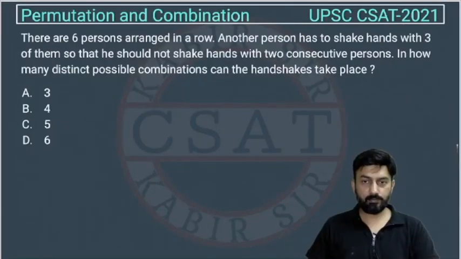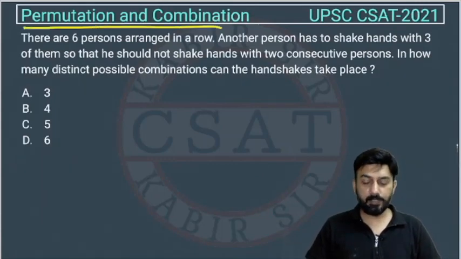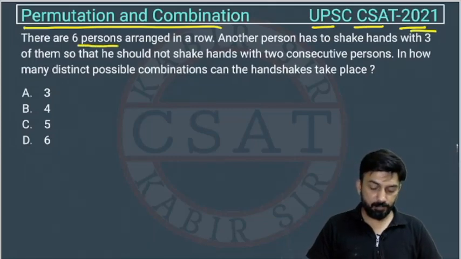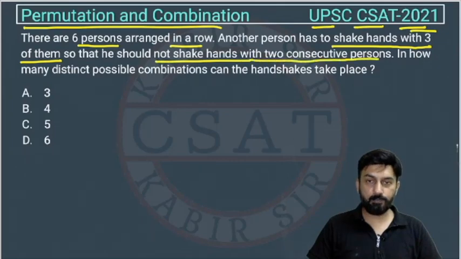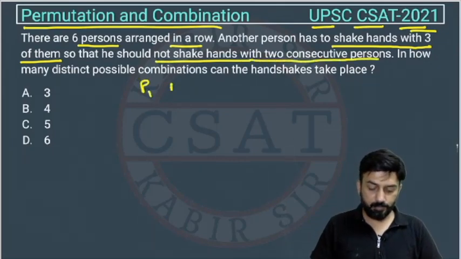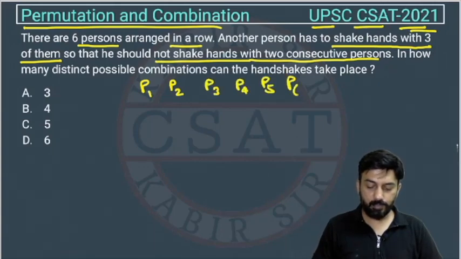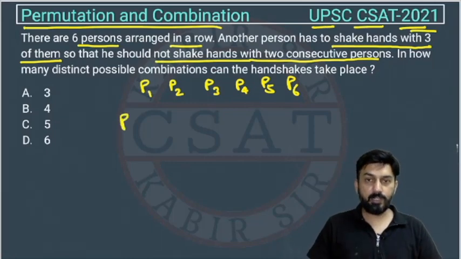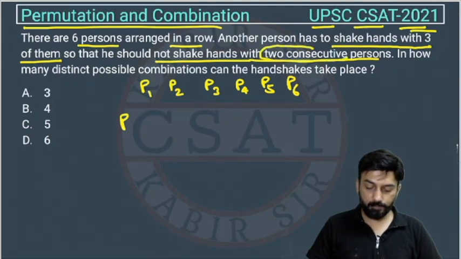So this is a question from the permutation and combination chapter asked by UPSC in their CSAT paper of 2021. There are 6 persons arranged in a row. Another person has to shake hands with 3 of them, so that he should not shake hands with 2 consecutive persons, right? So suppose there are these 6 persons, P1, P2, P3, P4, P5 and P6, right? And there is one another person. He is shaking hands with 3 persons, and not with 2 consecutive persons. They should not be consecutive persons. In how many distinct possible combinations can the handshake take place, right?